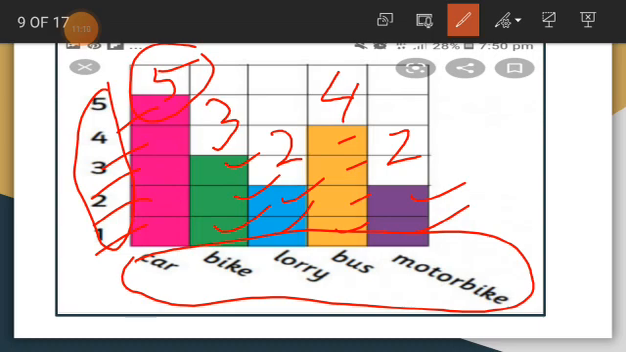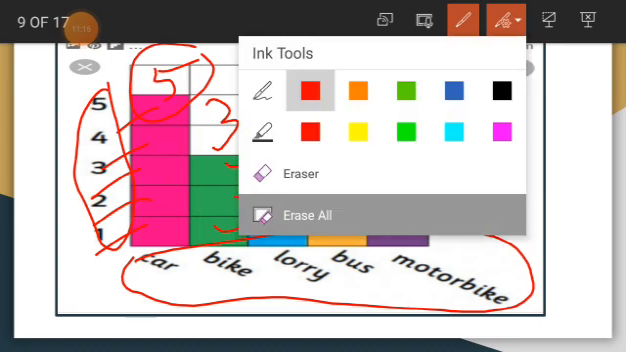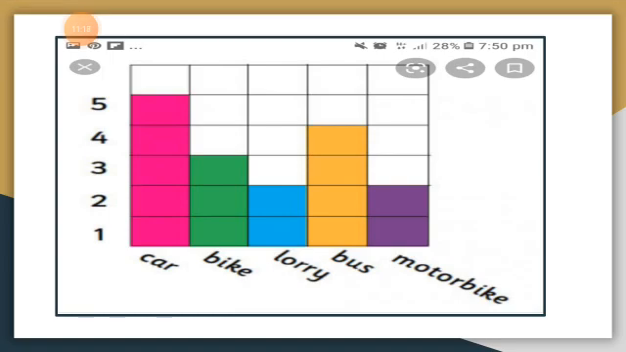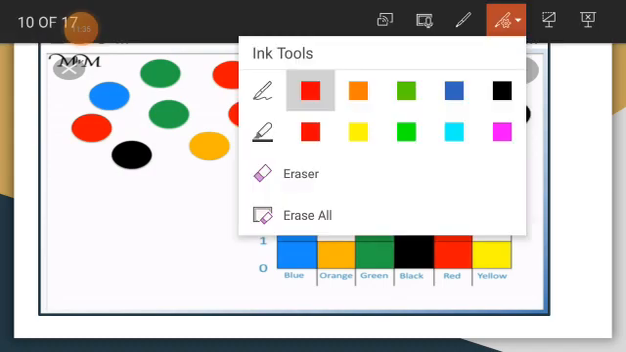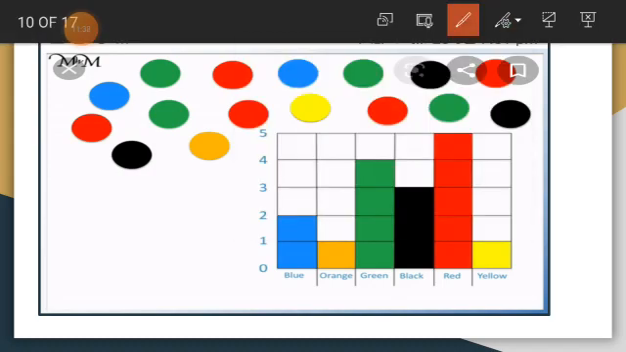Okay, this is the block graph. In the block graph, we use the blocks. Now move to the next slide. Yes, look at this. There are the colors and this is also the block graph. Now look at the top one. There are different colors: blue, orange, green, black, red and yellow. Now let's see how to make this graph.